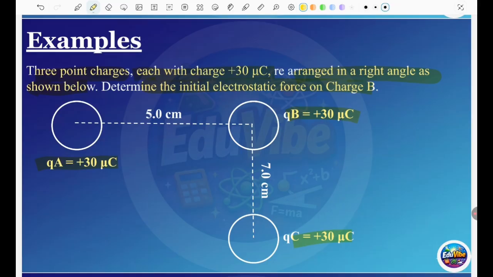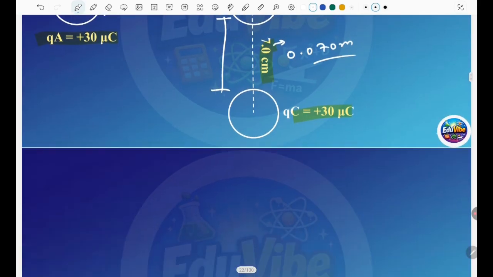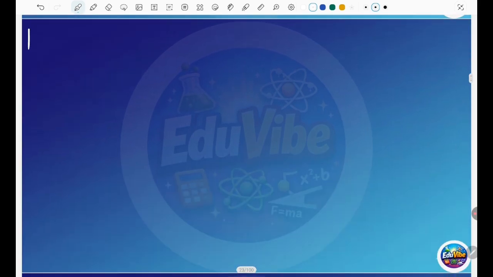So we have everything else over there. We just convert the centimeters into meters. For this, we get about 0.050 meters. For this, we get 0.070 meters. Now, first we have to find the force between A to B, then B to C. Then we'll find the magnitude of the net. So to find this, let's move on.